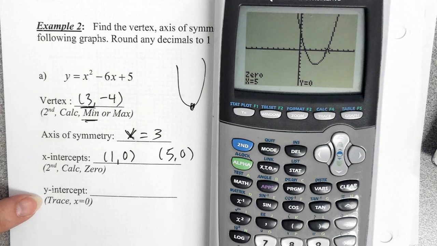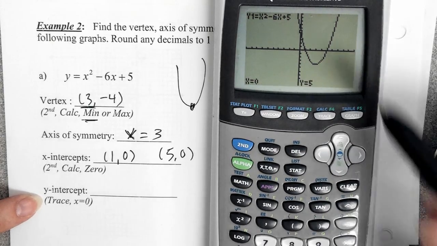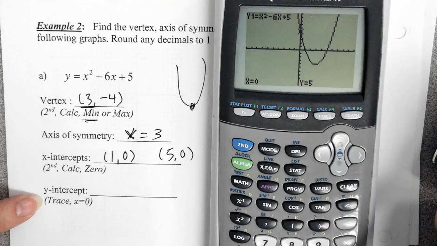Last, I'm going to find my y-intercept. The easiest way to do this is to hit trace, then type the number 0, and hit enter. And you'll find 0, 5.